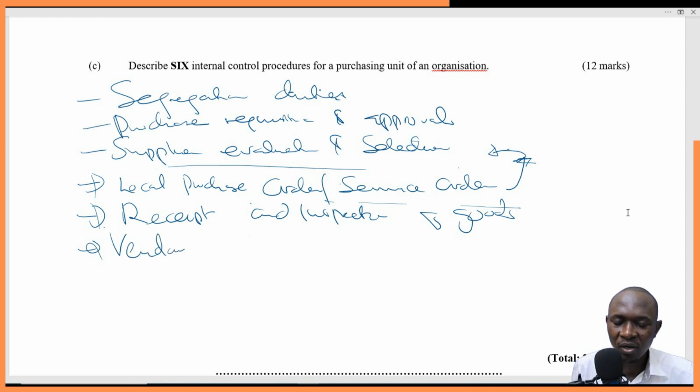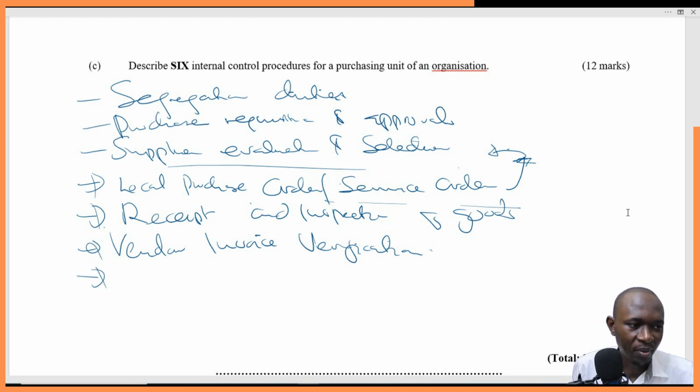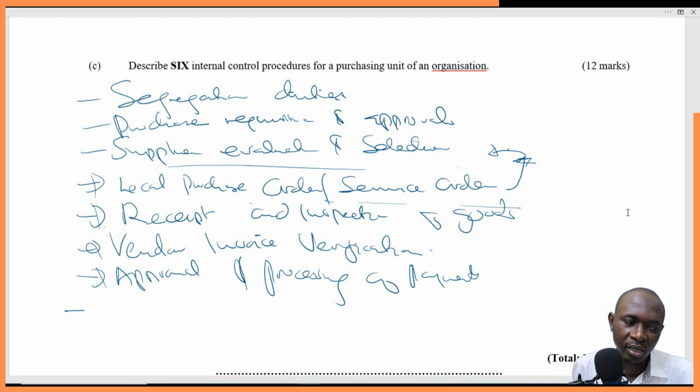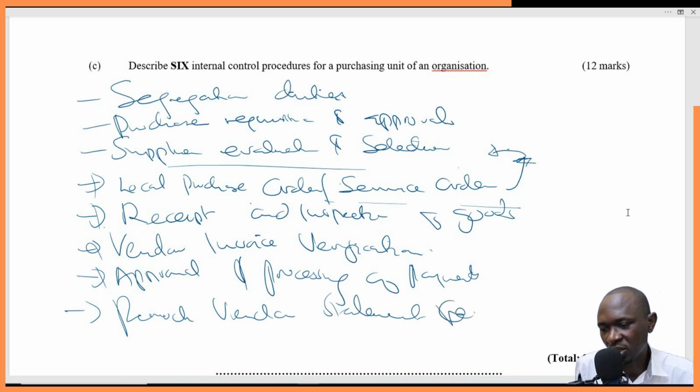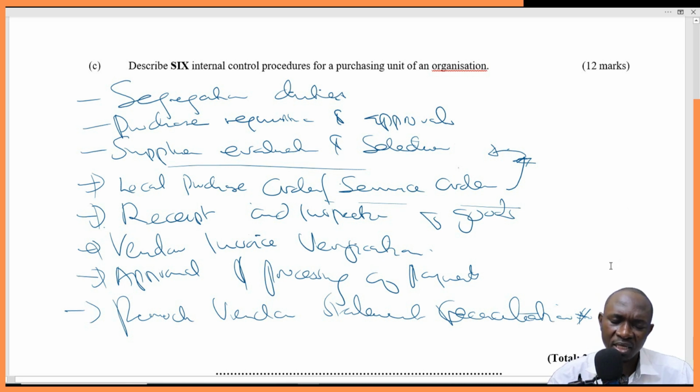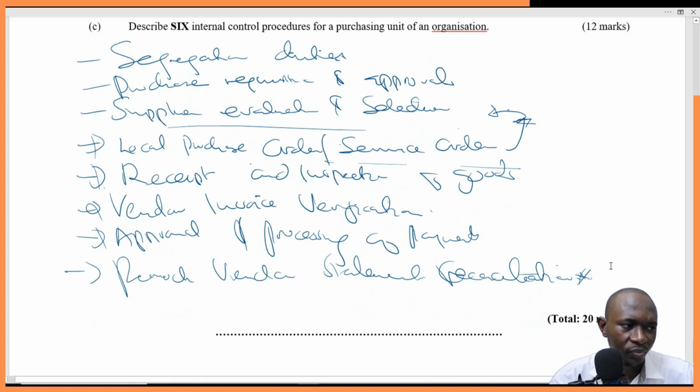And then, of course, once we receive, we'll have an invoice, so we can talk of vendor invoice verification, where we verify this invoice just to confirm that it's accurate and valid. And then once we verify, of course, we make the payment. So we can talk of approval and processing of payments, and then periodic vendor statement reconciliation according to the payments. If it's cash payment, then we'll not have this, but if it's credit payments, we'll have a statement which we have to periodically reconcile with him, just to make sure that we are on the same page or on the same book.